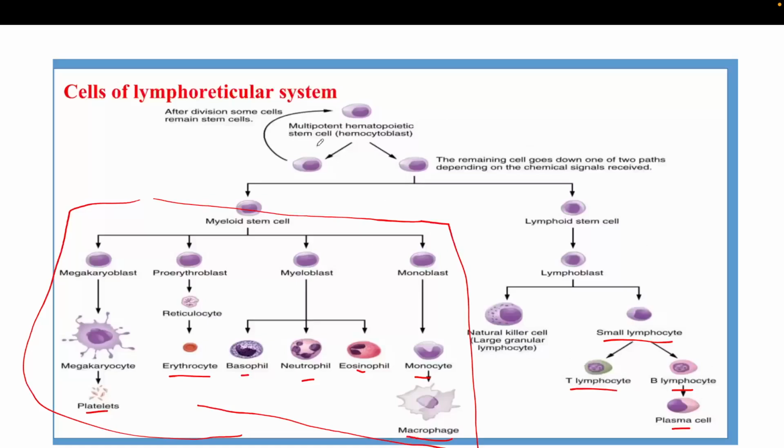This whole process of the development of different types of cells is called hematopoiesis. All these cells are produced from the hematopoietic stem cell, which has the capacity to produce different types of cells, red cells or white blood cells. These are the white blood cells, and here is the red blood cell, which is part of the innate immune system, and this is part of the adaptive immune system.